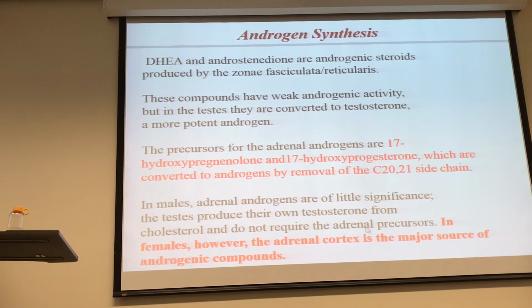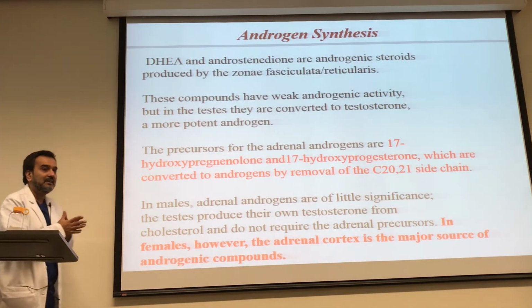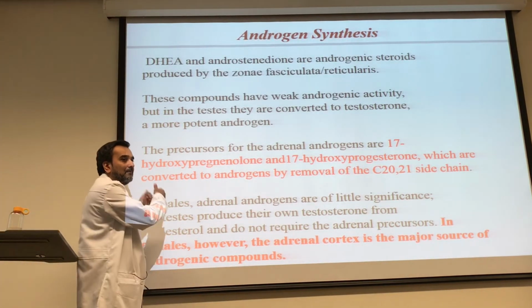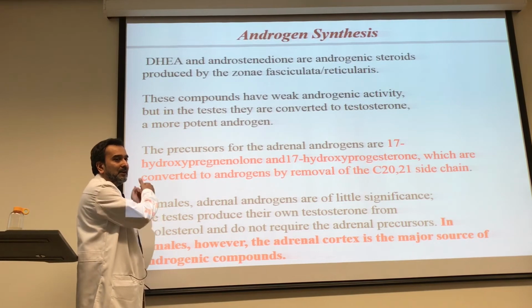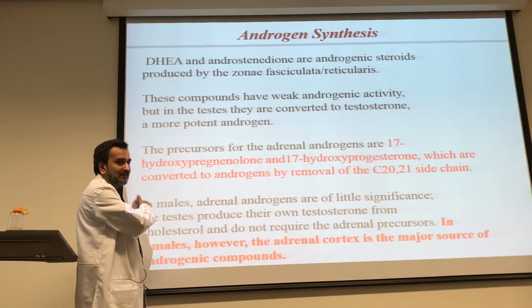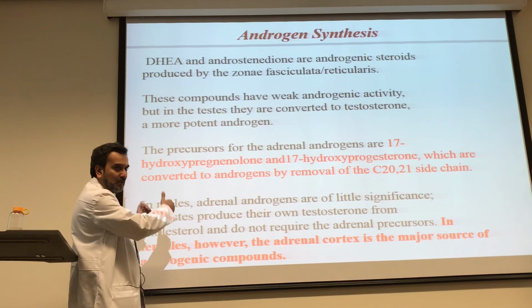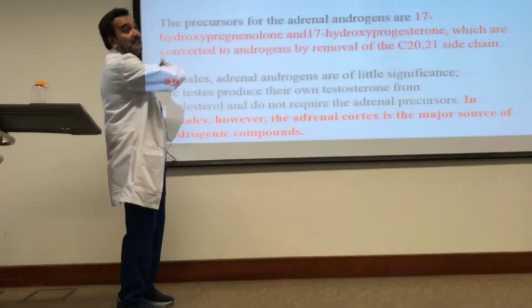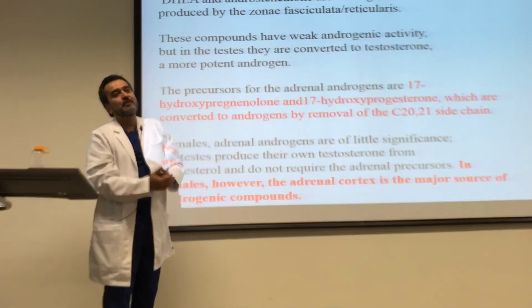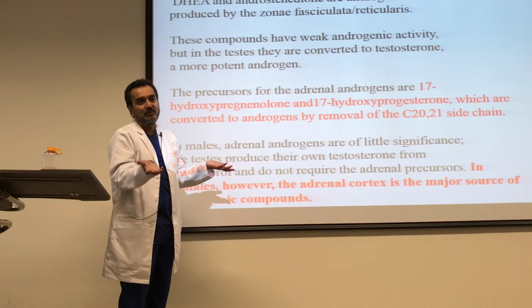In females, however, adrenal cortex is the major source of androgenic compounds. So if you have a blockage of 21-beta-hydroxylase or 11-beta-hydroxylase, which are important in the cortisol synthesis, then cortisol will not be formed. And what would happen? It would shift towards becoming more of androgens.